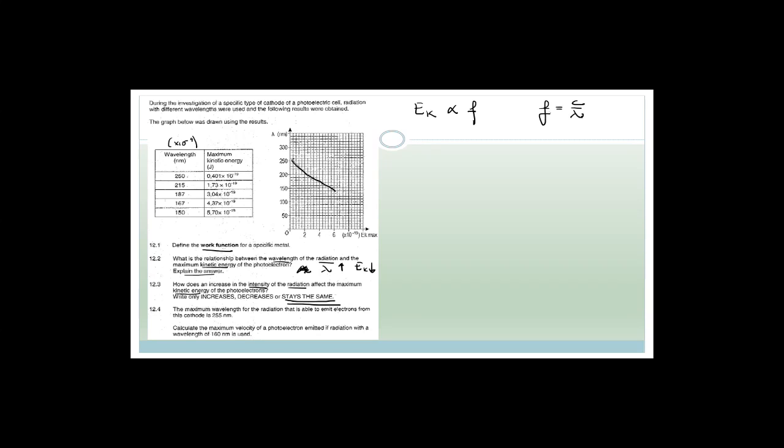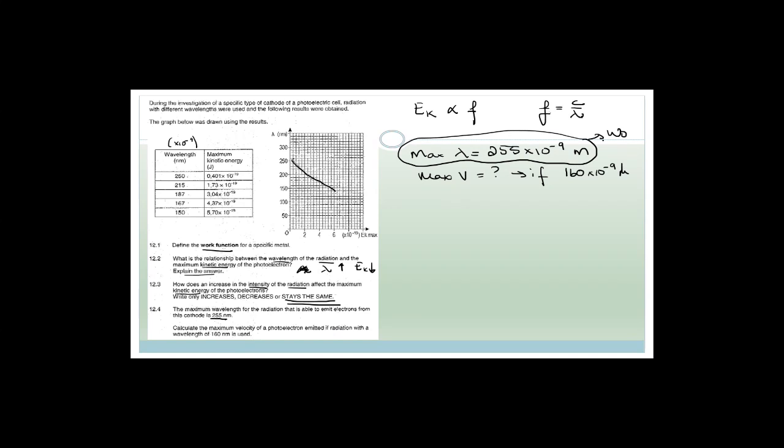Now it says, the maximum wavelength for the radiation that is able to emit electrons from this cathode is 255 nanometers. So the maximum wavelength for this to actually emit electrons is 255 times 10 to the negative 9 meters. It says calculate the maximum velocity if radiation of wavelength 160 nanometers, 160 times 10 to the negative 9 meters, is used. So what they're saying to us is that this matches our work function. This is the wavelength of the light required for an electron to be just emitted.